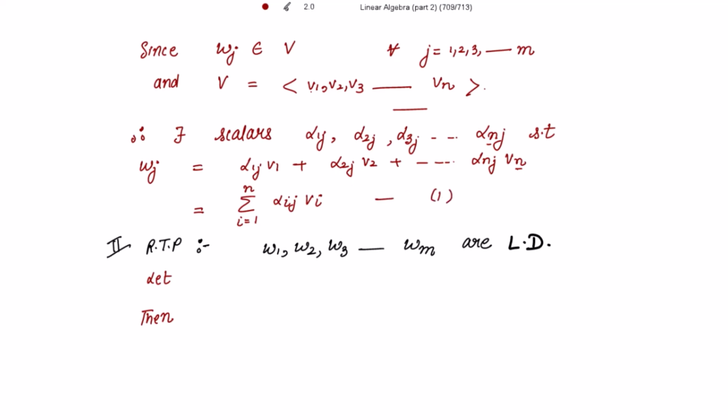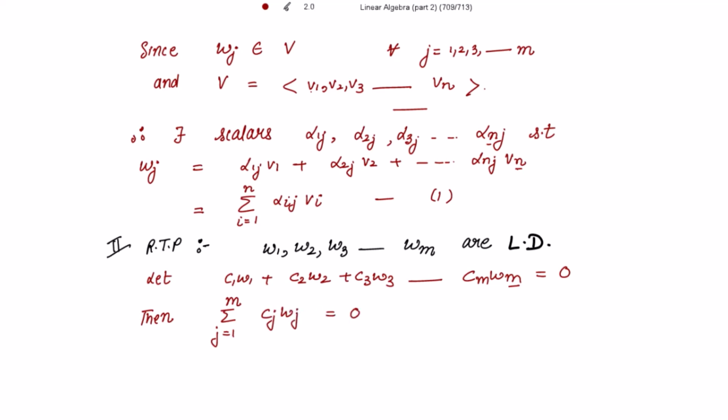Now we are required to prove that these are linearly dependent. For that, let's choose C1, C2, up to Cm to be the scalars, and I'm writing the linear combination. So let C1 W1 plus C2 W2 plus C3 W3 up to Cm Wm be equal to 0. Taking the summation, j from 1 to m of Cj Wj equal to 0.